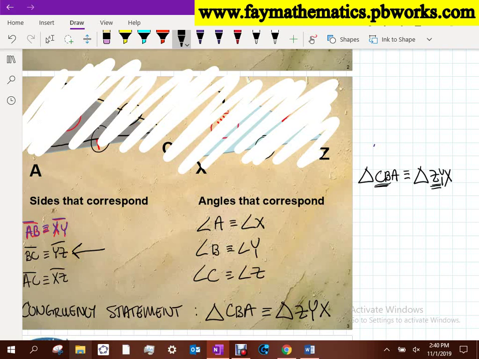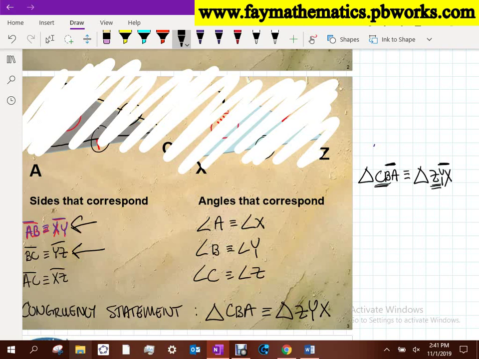Now, can I say CB is the same thing as BC, and ZY is the same thing as YZ? And when we talk about congruent segments, we can reverse the names of segments. We start at B and go to C, or C and then go to B. Okay, can I look at the last two letters? BA and YX. Are BA and YX congruent?